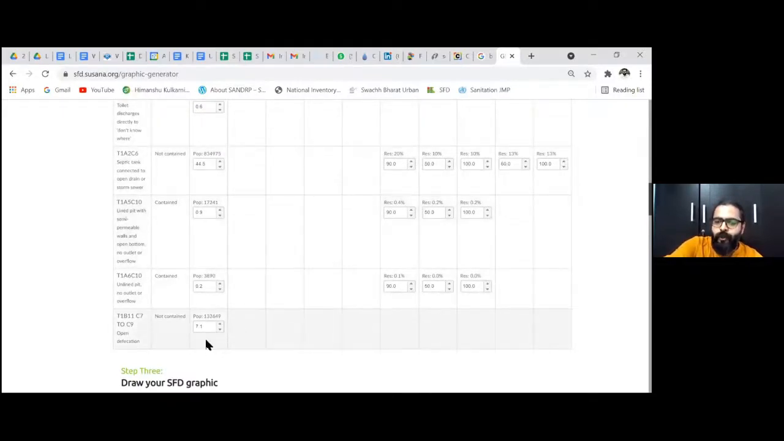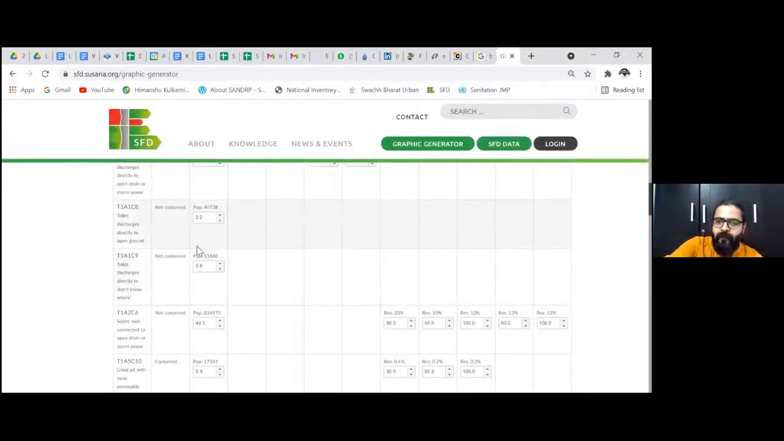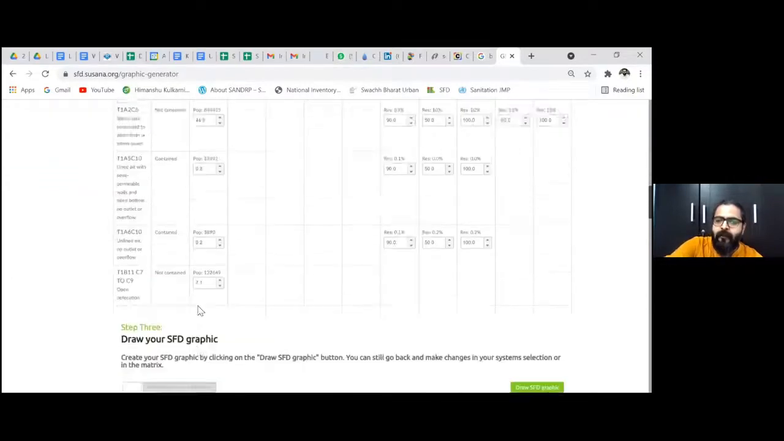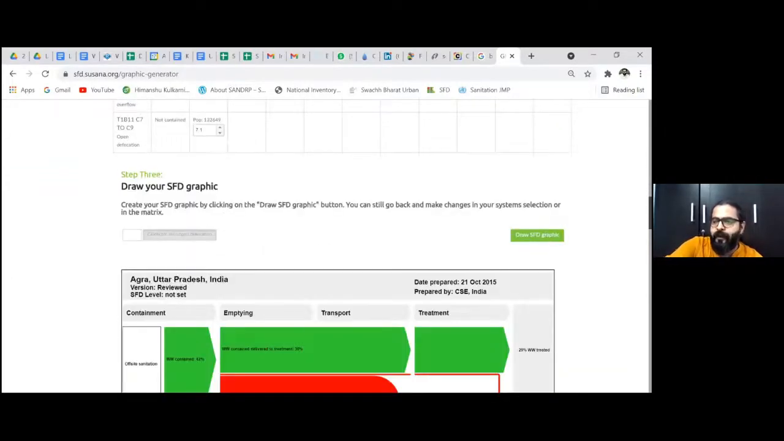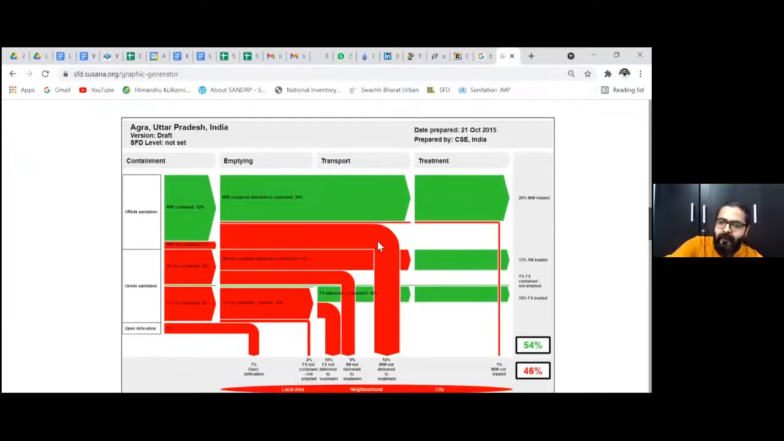You just need to make sure that the very first column that you fill in adds up to 100%. And then you press Draw SFD Graphic. Once you press this button, the SFD gets generated for you.